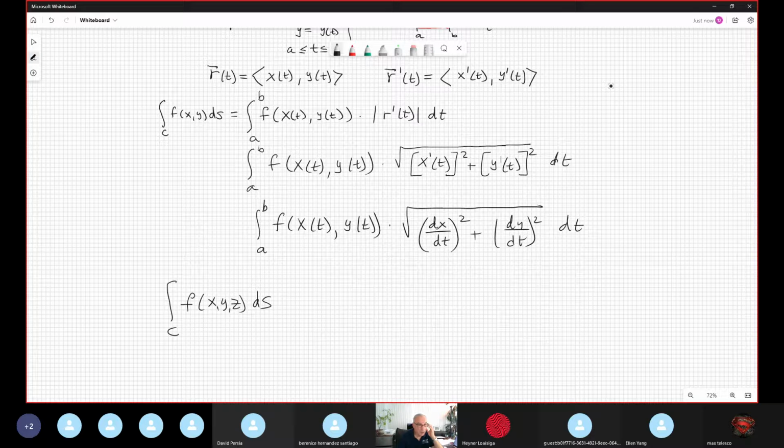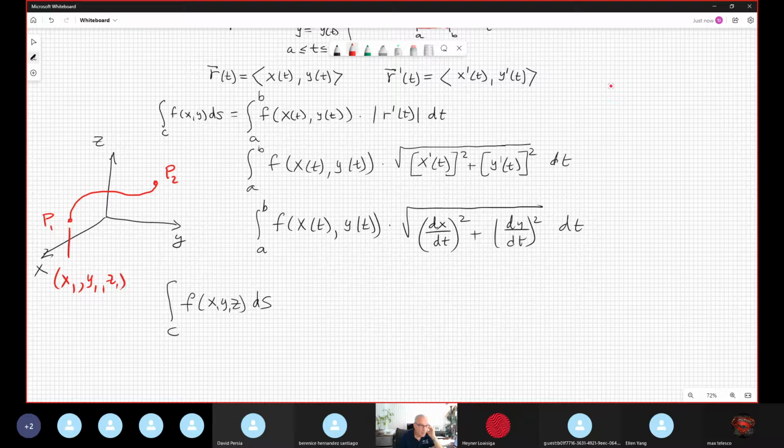In this case, we are talking about the space x, y, z. So it's a curve C, but this curve C is living in 3-dimensional space. It's a 1-dimensional object. This is P1. This is P2. Exactly the same. P1 is x1, y1, z1, and P2 is x2, y2, z2. Cool.